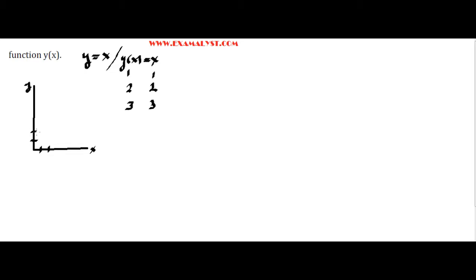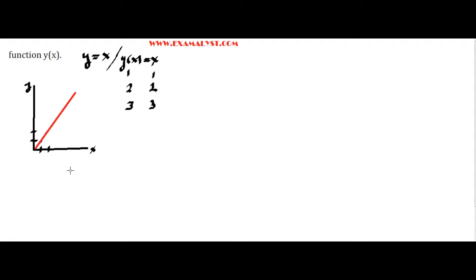When x is 1, y is 1. When x is 2, y is 2. So your first point is somewhere around here, second point is somewhere around here. Now if you go on plotting these points, you will get a line like this. So this line is your y equals x. This line shows that for each point of x there is a point in y and both are the same. So this is a graph of the function y equals x.